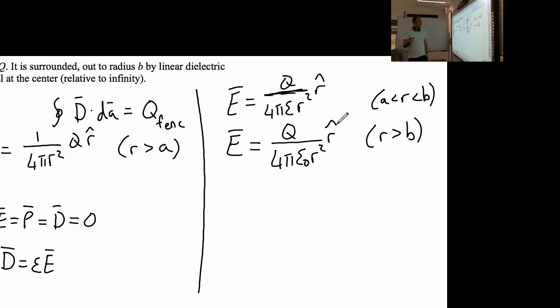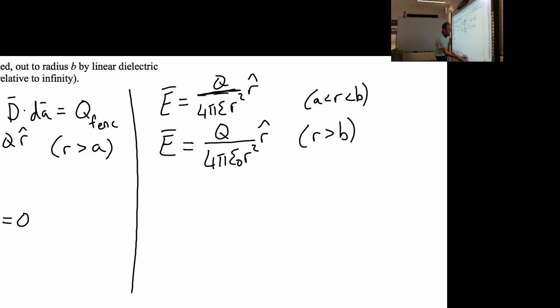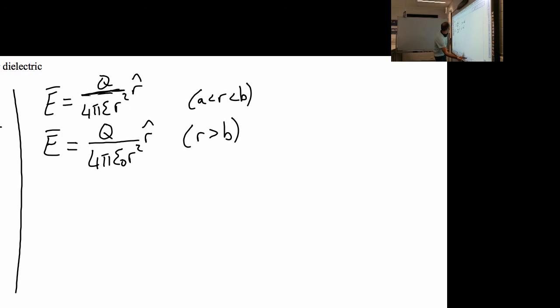Okay, now all we want to do is determine the potential. So to determine the potential, we just have to do the line integral. So we have the potential will equal minus the integral from infinity to 0 of E dot dl. Okay, so we're going to work our way inwards. So first of all, we're going to integrate from infinity to the surface of the dielectric. So we have minus the integral from infinity to b.